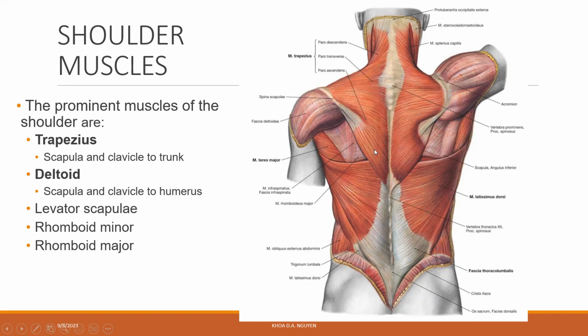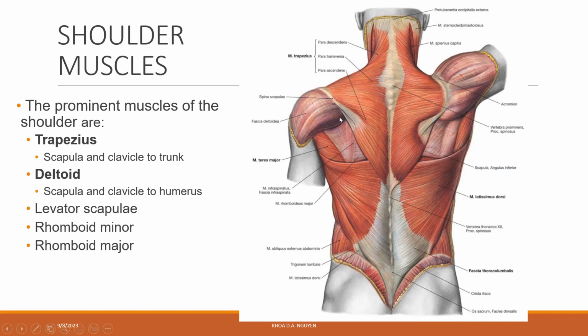An important thing that you need to understand about the trapezius is that it is the only shoulder muscle as well as the only back muscle that is innervated by a cranial nerve. In fact, cranial nerve number 11, aka the accessory nerve, is the one that innervates the trapezius muscle. So very important stuff.